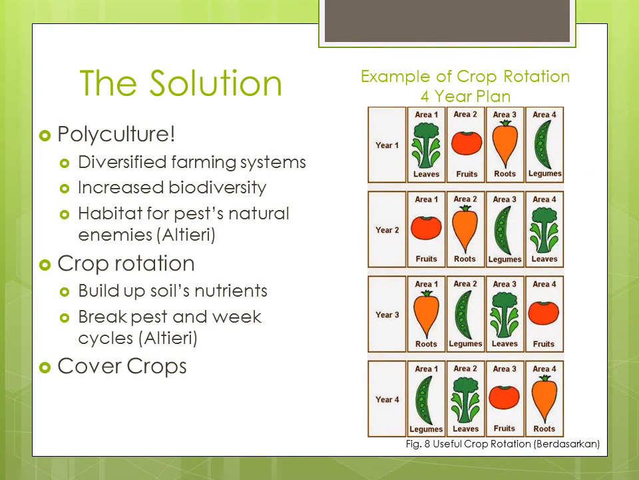To create a more sustainable system and solve this problem, I would take Meadows' advice and enhance the system's own ability to solve its problems, and build the system's own capabilities back up before removing the intervention. There is a simple solution: polyculture, or diversified farming systems. By diversifying the crops grown, biodiversity increases and a good habitat for pests' natural enemies is created. Start practicing crop rotation to build up the nutrients in the soils and break the cycles of weeds, pests, and diseases.